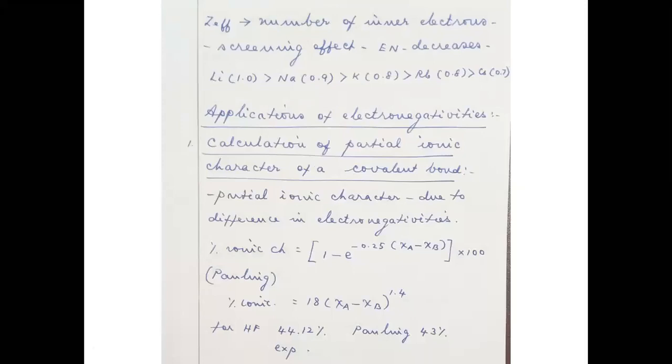Next, the effective nuclear charge very much depends upon the inner electrons. Screening effect, this is what I have already said. In the case of alkali metals, when you move down, lithium 1.0, sodium 0.9, potassium 0.8, and rubidium also 0.8, and cesium is 0.7. It is all because of the screening effect experienced by the outermost electron. But you can see one more thing.